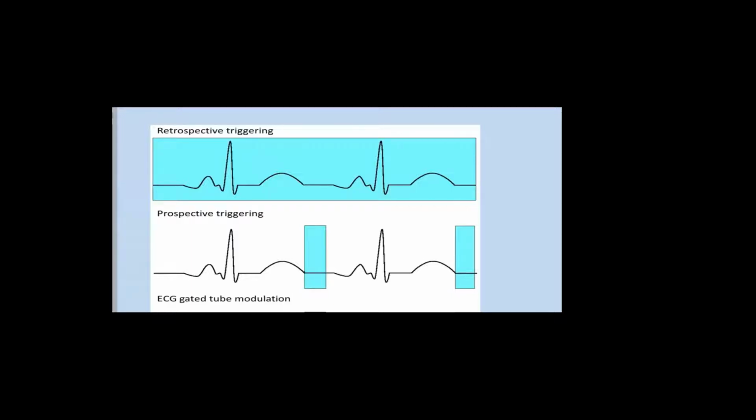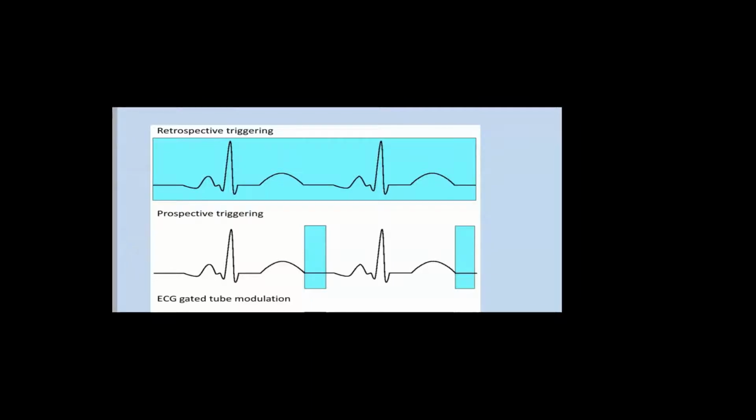But in the retrospective gating, you have data across different phases of the cardiac cycle. So if you have a problem at one phase, you can go to the other phase because you have plenty of data to manipulate and reconstruct. Okay, so that's the trade-off. More data at the cost of more radiation.